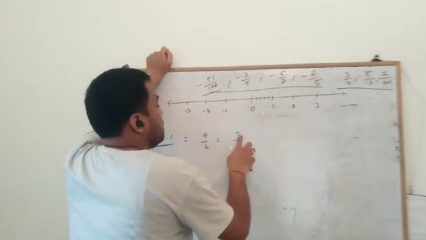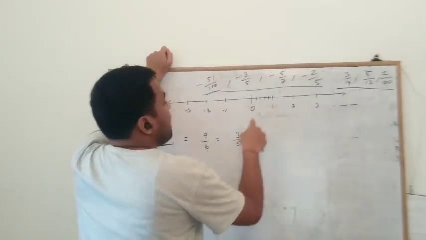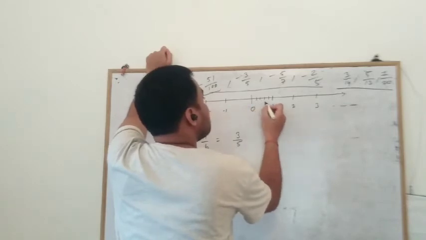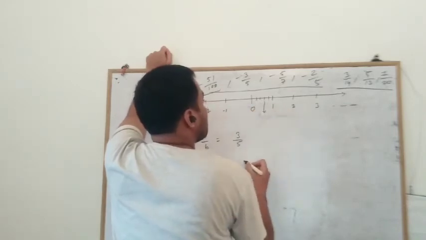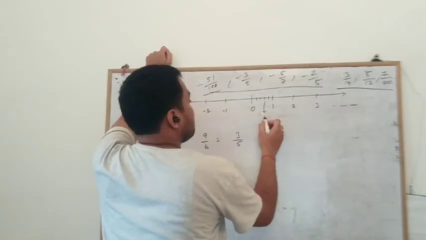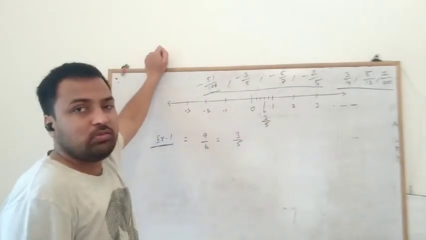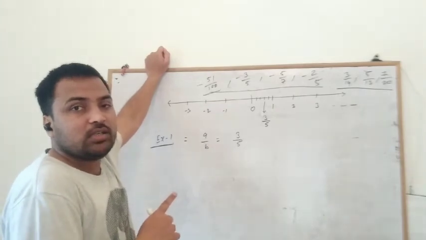And now the numerator is 3. So count from 0: this is 1, this is 2, and this is 3. Here we write an arrow sign and then write 3 by 5. So this is the representation of 3 by 5 on a number line. Okay.